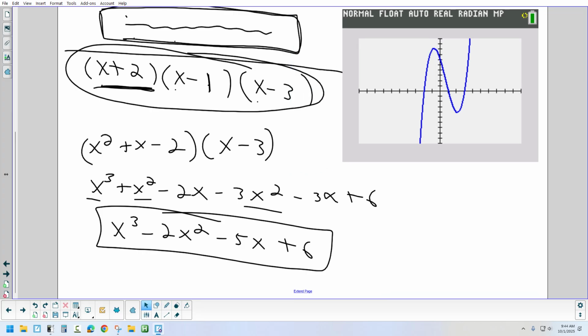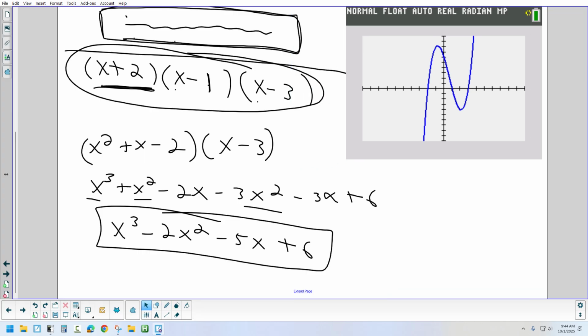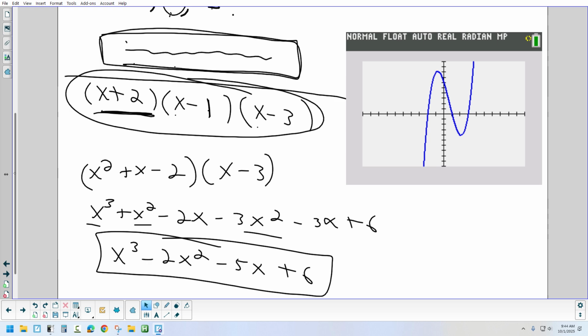So any question on how, if I give you a root, you can turn that into a factor to multiply together to get your formula. And you can do that for as many roots as you want. If you wanted it to pass through more roots, just do x minus every root you want it to pass through. And those are your factors.